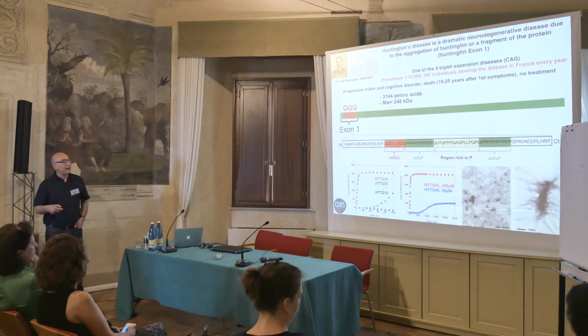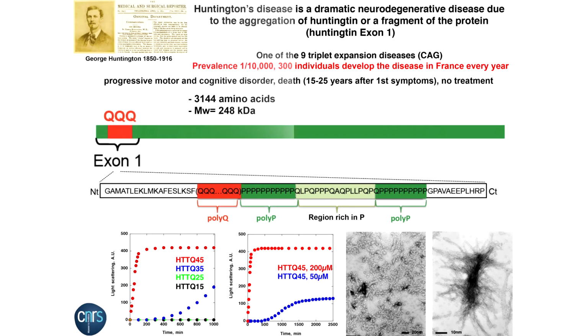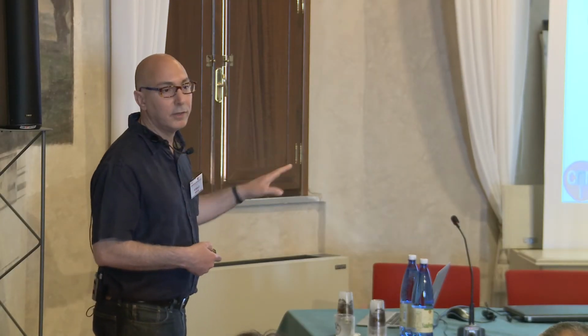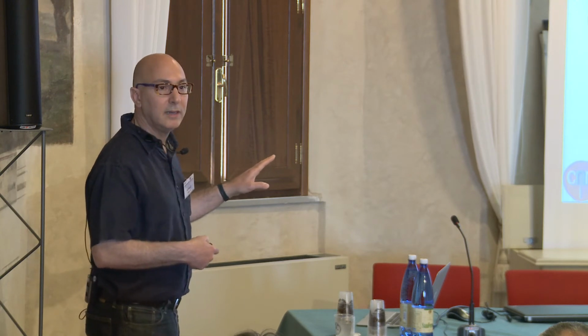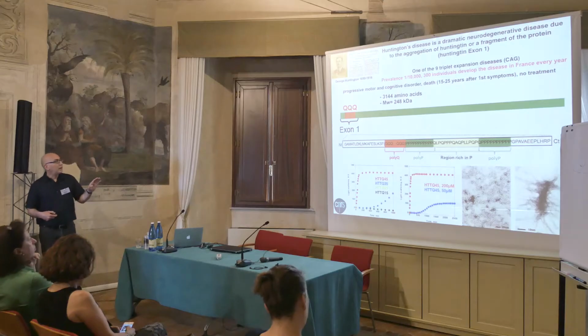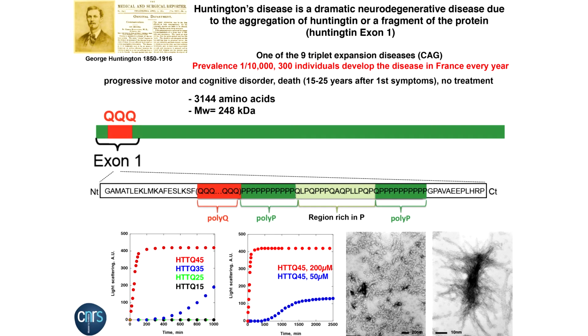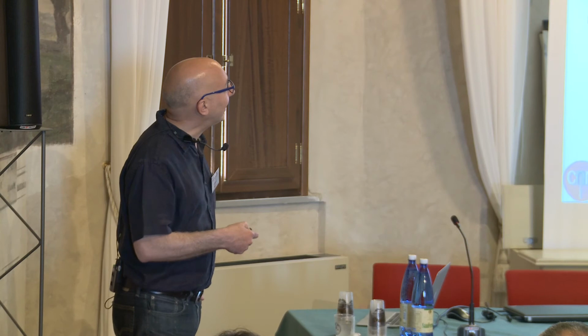So Huntingtin has many functions, but I'm not interested that much in the function, although they are very, very important. I'm interested essentially in its aggregation propensity. It's a gigantic protein, and the fragment that is detected in vivo is a degradation product. You have a very abnormal amino acid composition, with these polyQs followed by polyprolines, and then a proline-rich region, and so on. So you can express this protein. It's not as gigantic as this one.